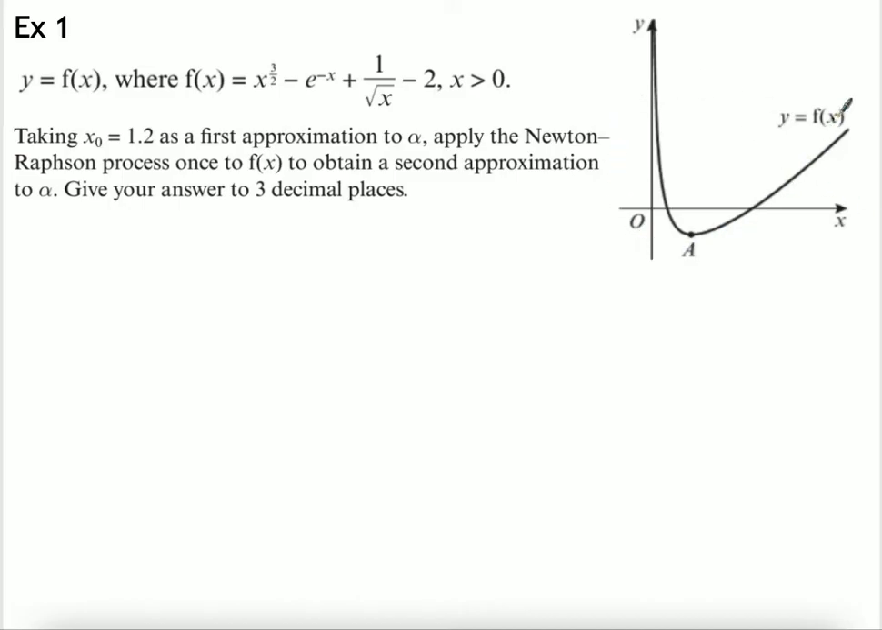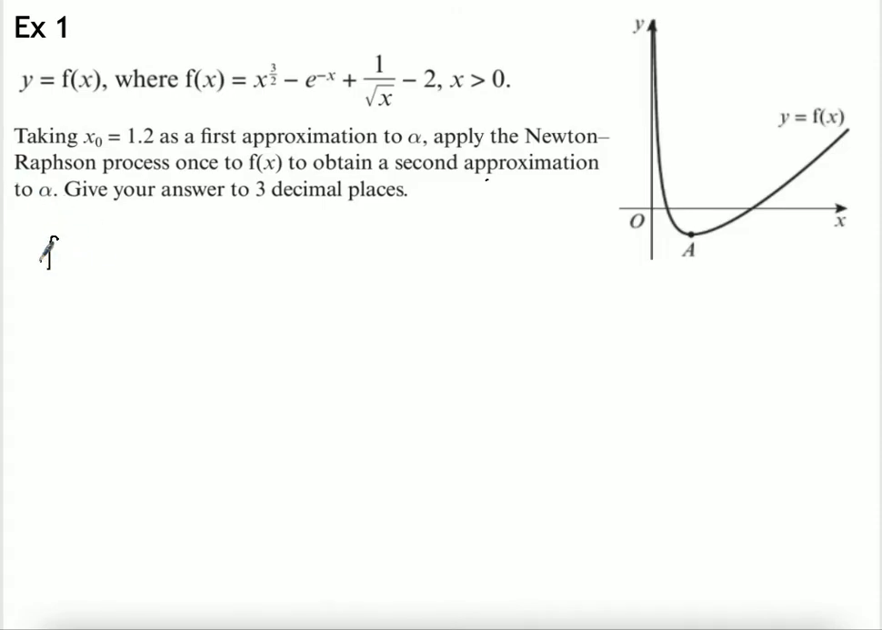Here's our function, and we would like to find an approximation to alpha by applying the Newton-Raphson approximation once to get our second approximation. Also worth pointing out that a question might ask, why should we not use the point A as our initial guess? That's because it's a turning point, and that will produce a tangent which will not get close to the root at all. So let's do this methodically.